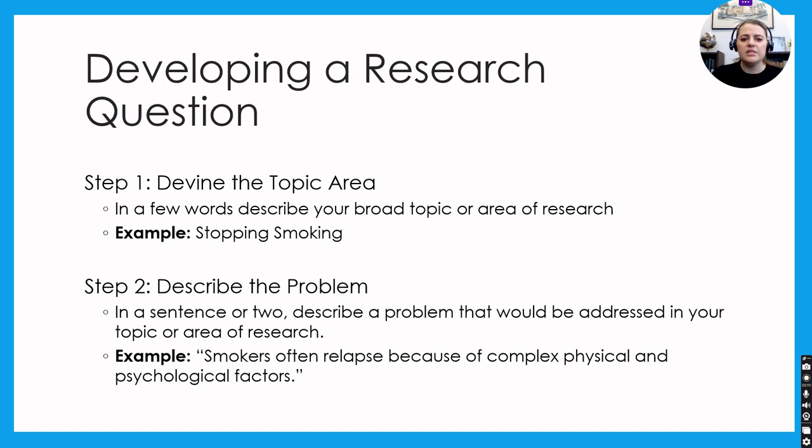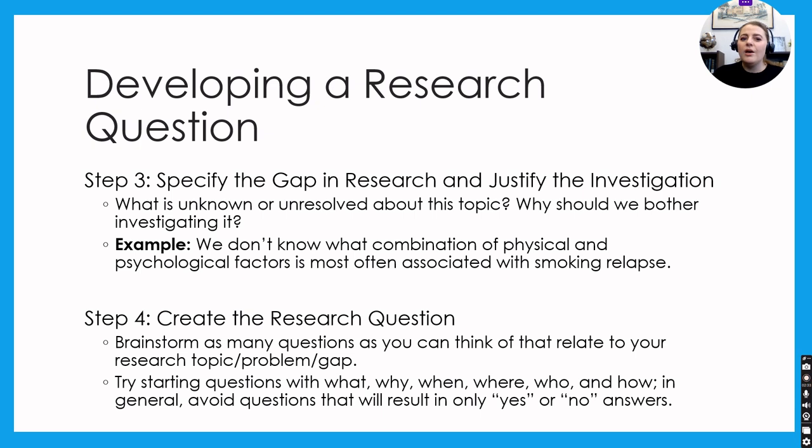The next step is we need to describe the problem. In a sentence or two, describe a problem that could be addressed within your topic area of research. So for example, smokers often relapse because of complex physical and psychological factors. So I want to look at seeing what are they, why does it happen, and kind of what might go along with that. Step 3, we're going to specify a gap in the research and justify this investigation.